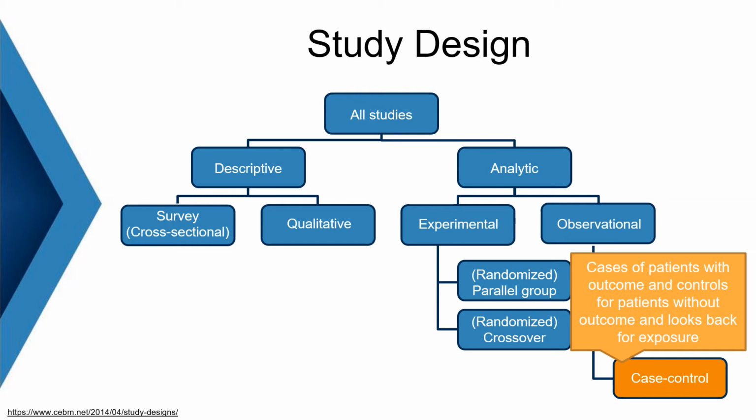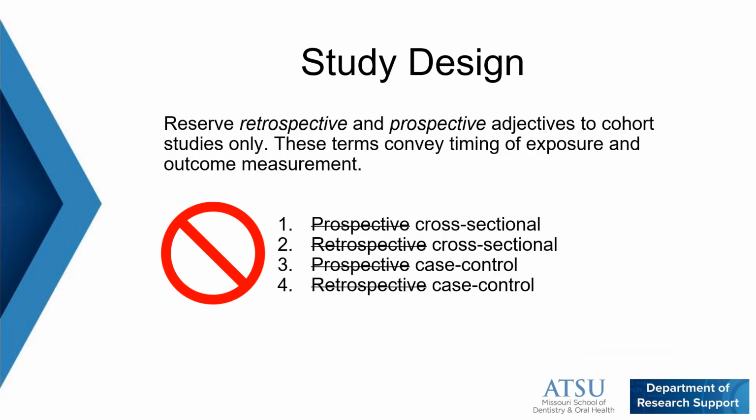This has traditionally been viewed as an inferior alternative to the cohort study, but recently, in the last 30 years or so, it's been viewed as an efficient way to learn about the relationship between an exposure and disease, especially if the outcome is rare or has a delayed onset. One note is to reserve retrospective and prospective adjectives to cohort studies only. These terms convey timing of exposure and outcome measurement.